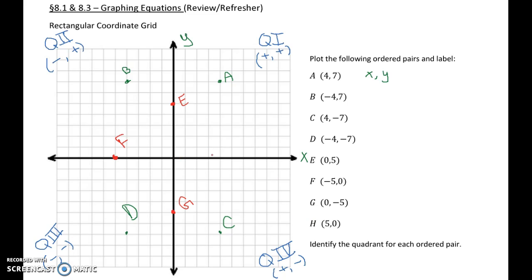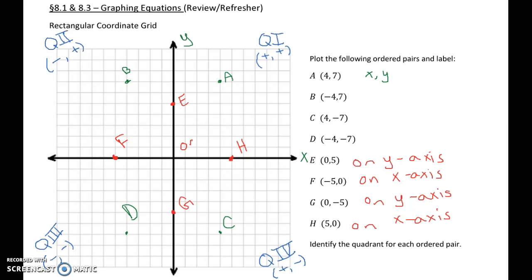And point H is at positive 5, 0. So positive 5 in the x direction, 0 in the y direction. That would be point H. Point F and H are on the x-axis. Point E and G are on the y-axis. So they're not actually in a quadrant. They're on the y-axis. So it's nice and simple, just labeling and plotting points, refamiliarizing yourself with the coordinate plane.